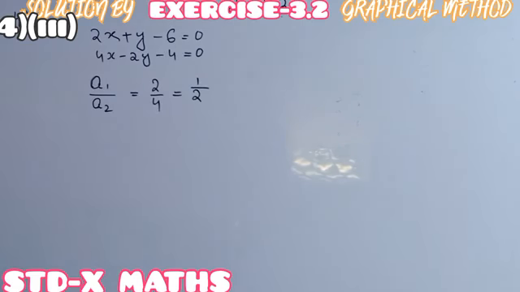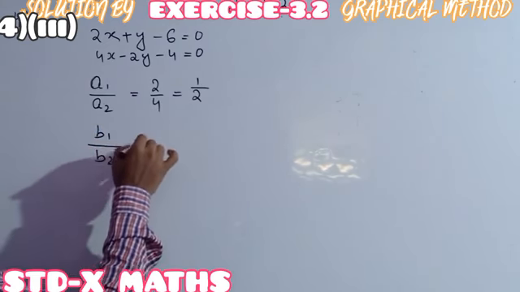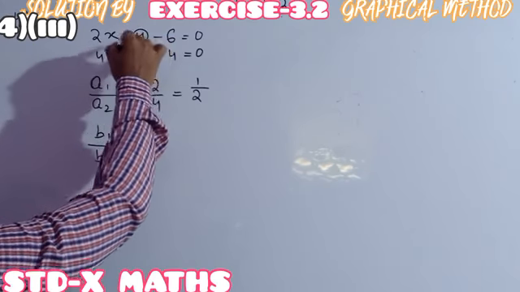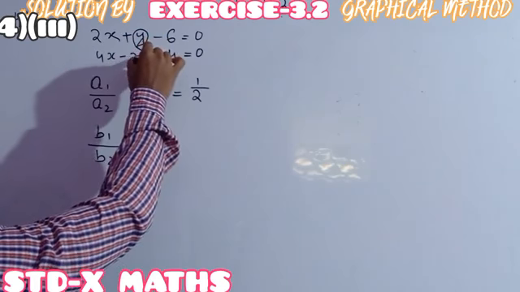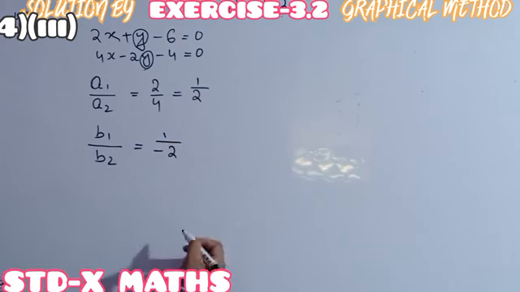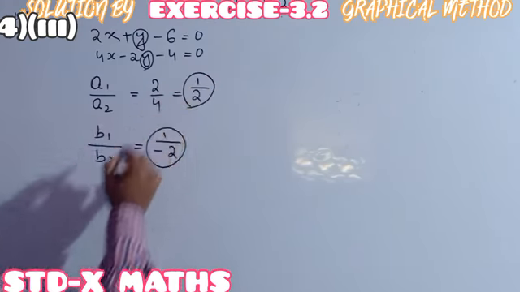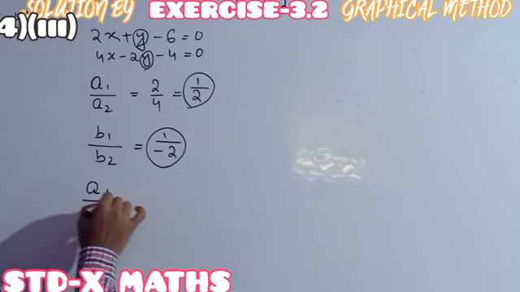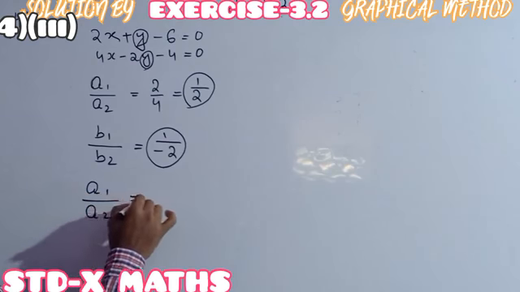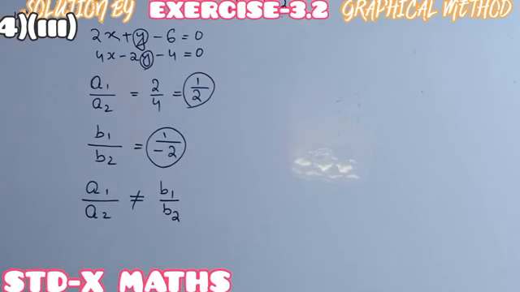Understood or not understood? Then the second one is b1 divided by b2. b1 means the coefficient of y in the first equation, and here it is the coefficient of y in the second, which is equal to 1 divided by minus 2. As we are getting this ratio and that ratio, both are not equal, that is, a1 by a2 is not equal to b1 by b2. It means the graphical representation will be intersecting, the two lines will be intersecting.